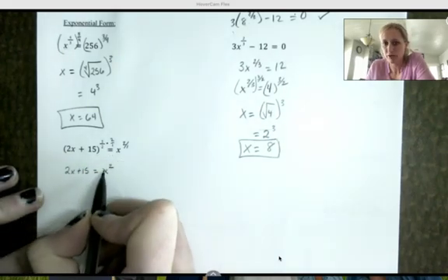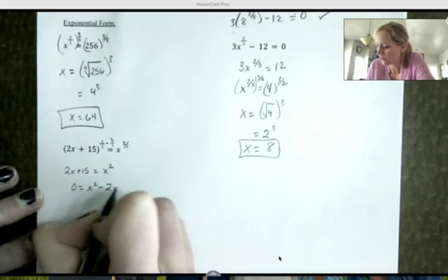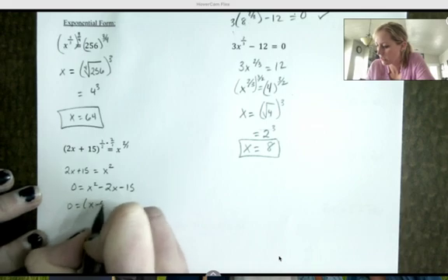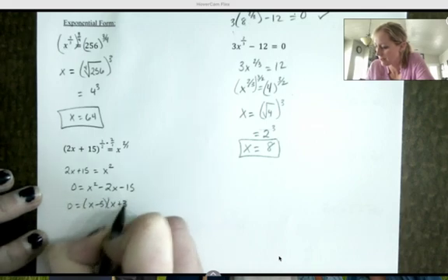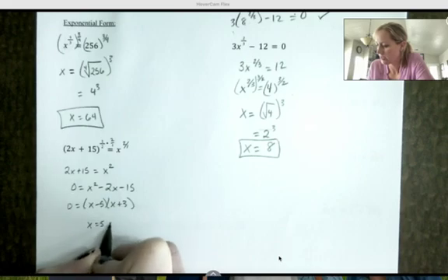I have a quadratic, so I'm going to set it equal to 0. So we've got x squared minus 2x minus 15. This one factors nicely. X minus 5, x plus 3. So I'm going to get x equals 5 and negative 3.